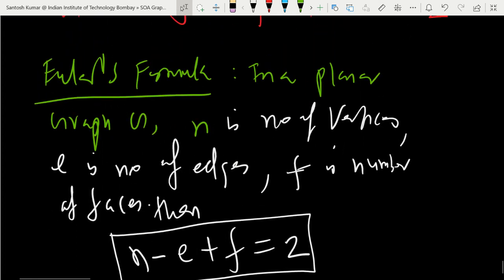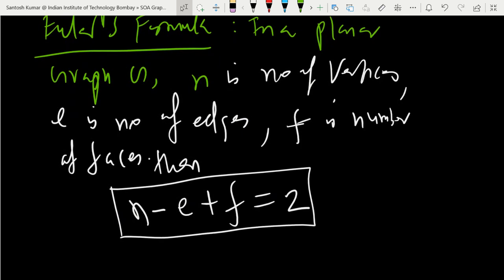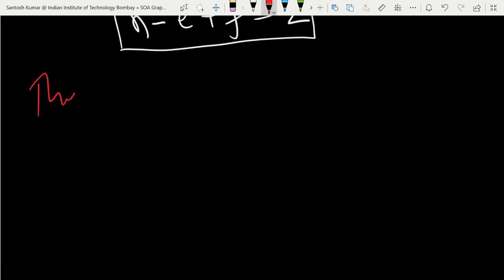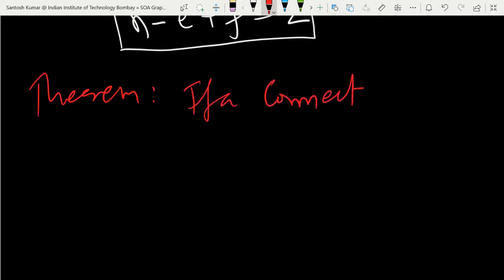Okay, so then let me write the theorem. So in a planar graph, this holds. So if you want to prove this result, let me write it as a theorem. So let me write Theorem 1 because later I will give the reference to this. So if a connected plane graph, right? Plane graph is equal to planar graph.